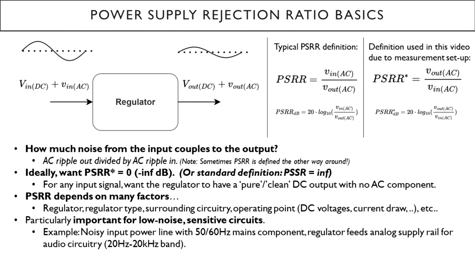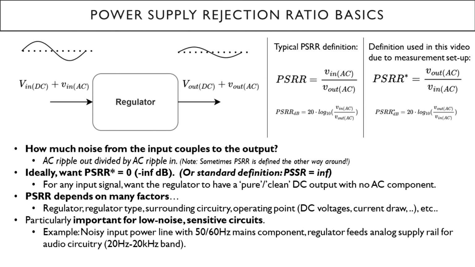For any input signal, regardless if it's pure DC or it has some AC noise and various frequency components, we want the regulator at the output to have a pure, clean DC output signal with no AC components. That's our theoretical ideal. However, of course, this is not achievable in practice, and that is why we choose certain regulators which have particular PSRRs in certain frequency bands, depending on the circuit we're designing for.